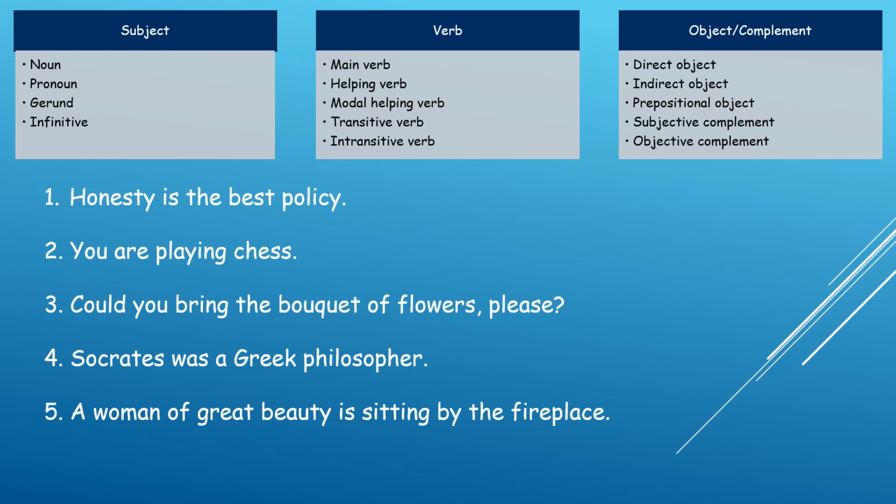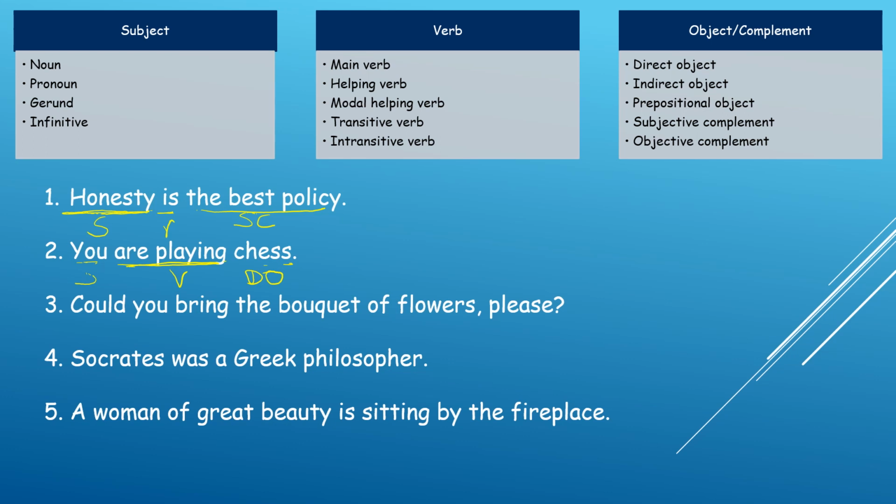Next, honesty is the best policy. Honesty, we are talking about honesty. So honesty is in the place of a subject. Is our verb. And the best policy is the complement of honesty. So it is a subject complement. You are playing chess. You is the subject and it is a pronoun. You are playing, it is the helping verb. And chess, what are you playing? So chess is the direct object.